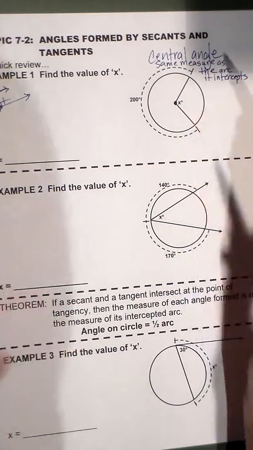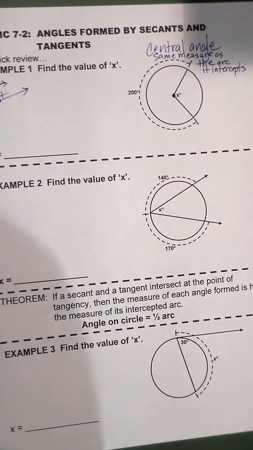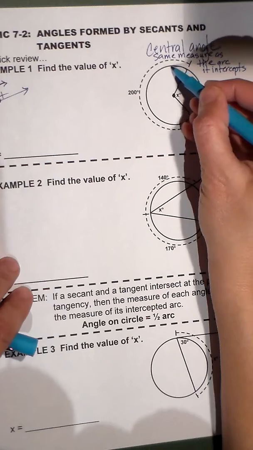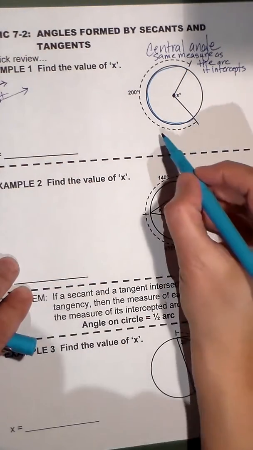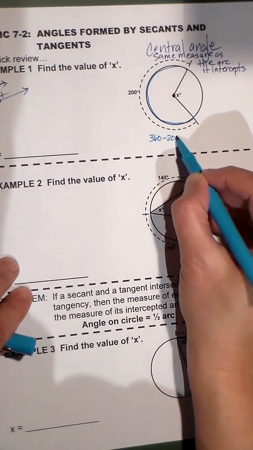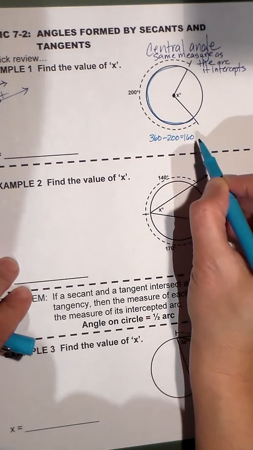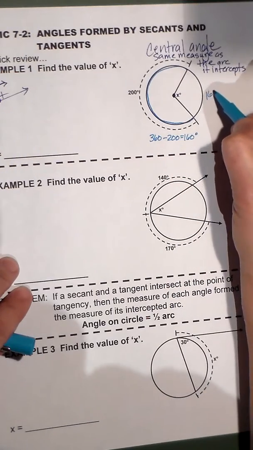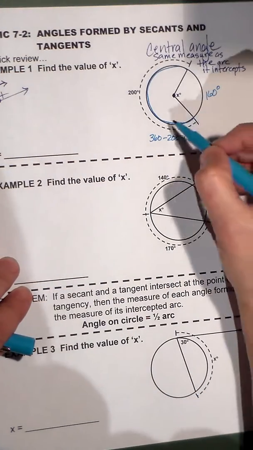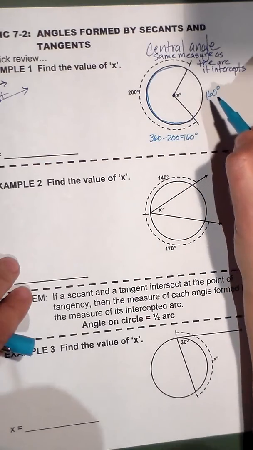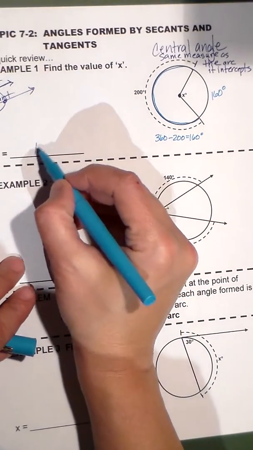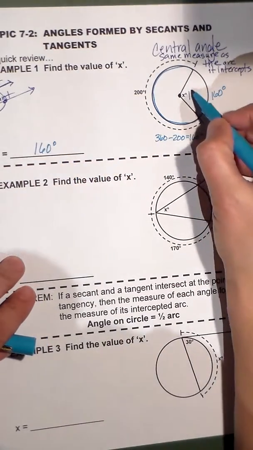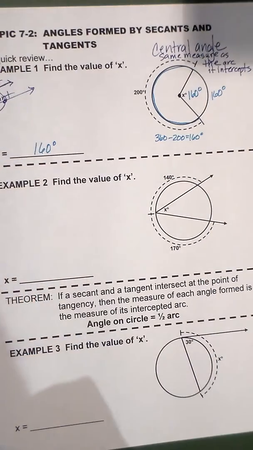So let's look at the circle. The circle measures 360, okay? Well, this arc from here to here is 200. So since that arc is 200, and you know the whole circle is 360, I'm going to do 360 minus 200, and that's going to give me 160 degrees. So this arc is 160 degrees. Now remember, the central angle has the same measure as the arc it intercepts. So that means that x is actually 160 degrees. So this is also 160. So that's your central angle.